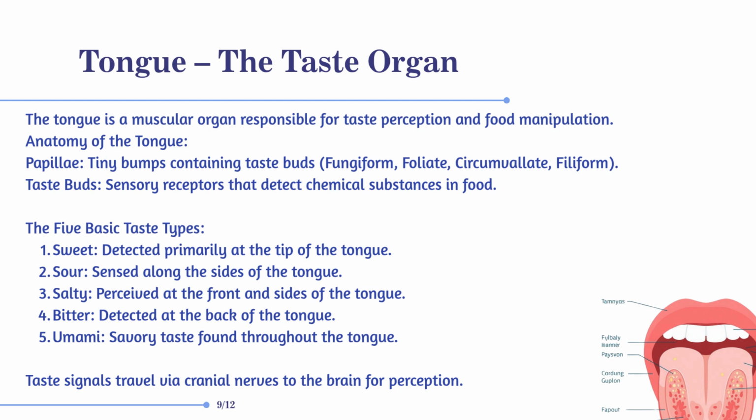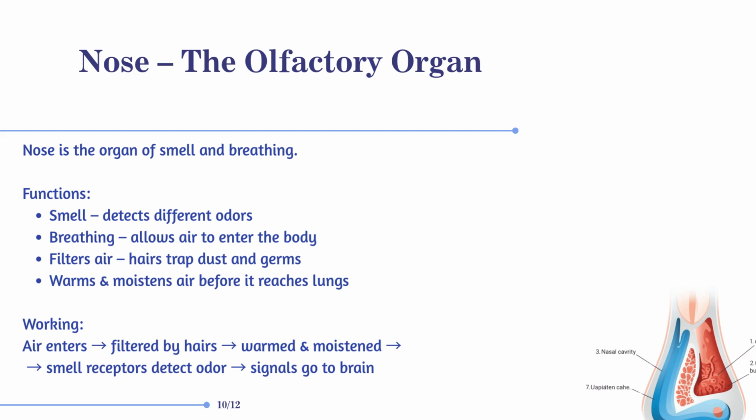Sweet taste is generally at the tip of the tongue. Sour is at the sides of the tongue. Salty is in the front and the sides of the tongue. Then bitter at the back of the tongue. And savory taste is found throughout the tongue. Taste signals travel via cranial nerves to the brain for perception.